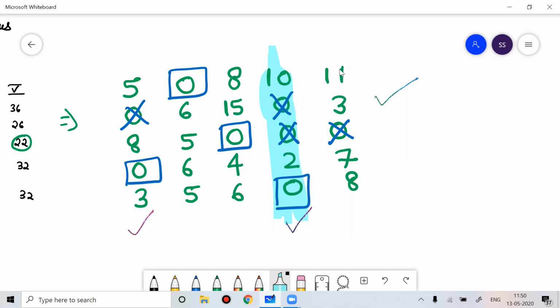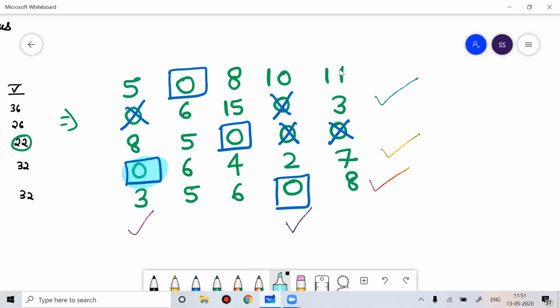Wherever the allocation is there, tick the corresponding row for that. The corresponding row for that is this. Here in this column the allocation is there, so there I'll tick it.